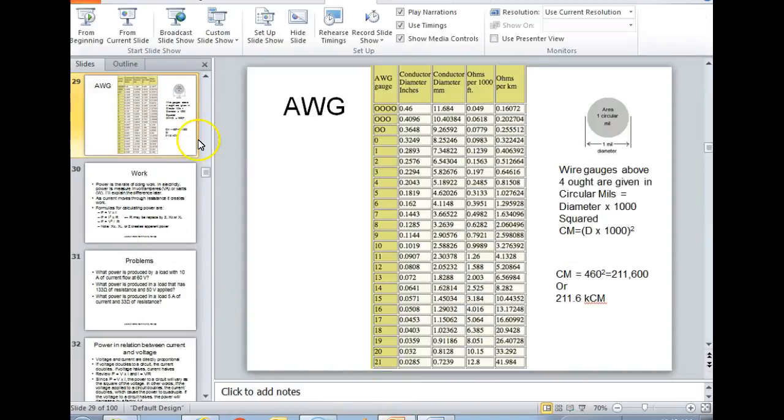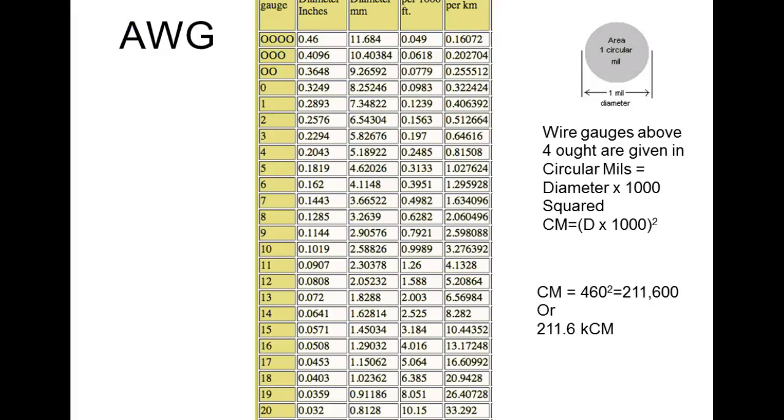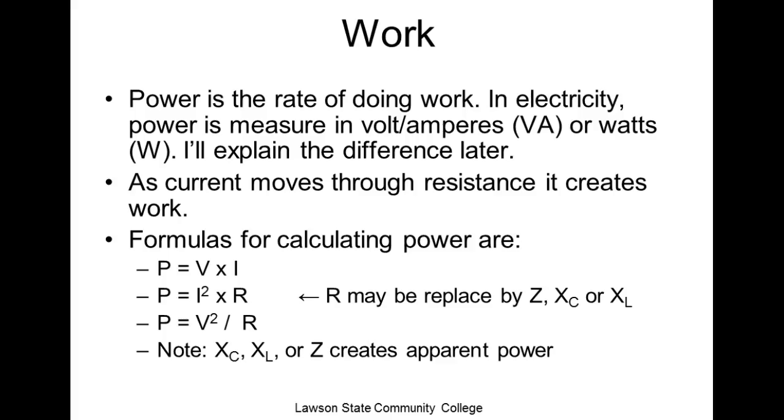Do these all the time. Work, the formula for calculating power, electrical power. The main formula is V times I.